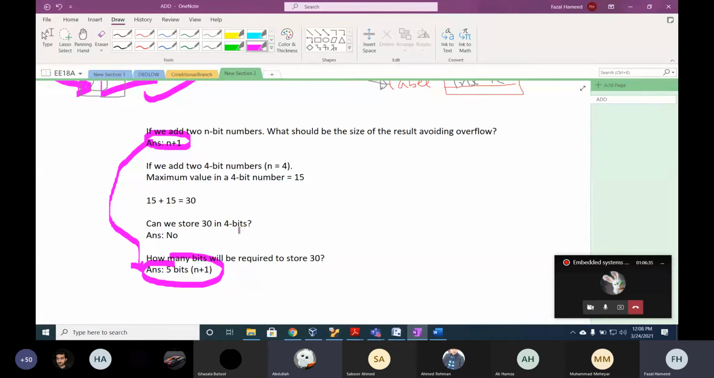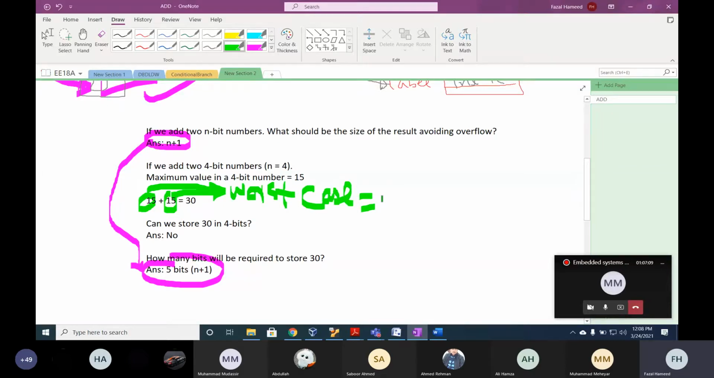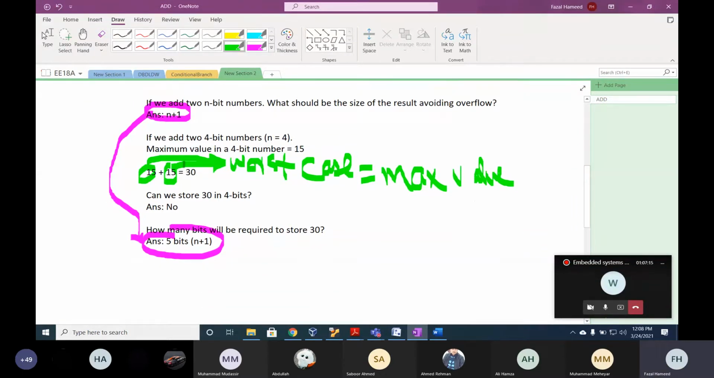If we add two n-bit numbers, we will consider the worst case scenario. The worst case is that the maximum value of a 4-bit number is 15. If we add two n-bit numbers, what is the worst case? The worst case is 15. I will call the worst case the maximum value.